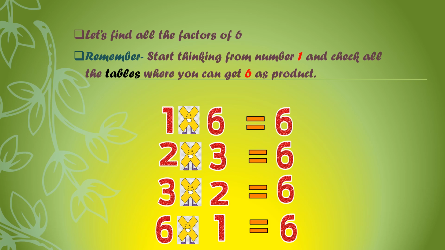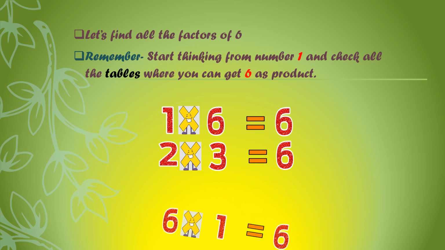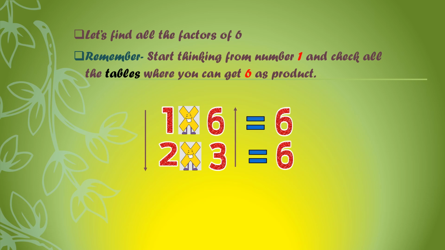Now children, you can see here that after 2 times 3 equals 6, 3 times 2 also equals 6. That means the same combination is repeated. Hence, we can remove the same combinations. So we will remove 3 times 2, and also 6 times 1. Therefore, we now obtain the factors of 6 as 1, 2, 3 and 6. So, the factors of 6 are 1, 2, 3 and 6.